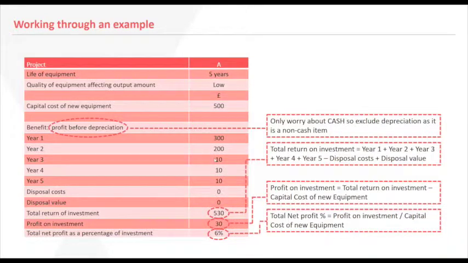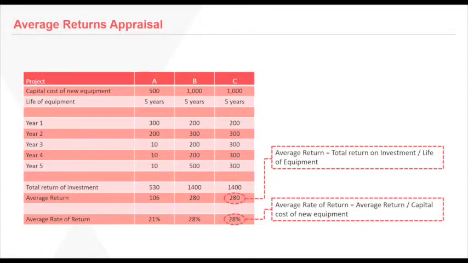Okay, so with these details in mind, let's now have a look at an alternative project appraisal method. And this project appraisal method is known as the average returns appraisal. So we've dealt with a payback appraisal methodology, which was just a quick and dirty check to see how quickly we could recoup our initial capital cost. Now what we're going to do is look at an average returns appraisal. And the name sort of gives it away. What we've got to do is figure out what our average coming into us is over the life of the project.